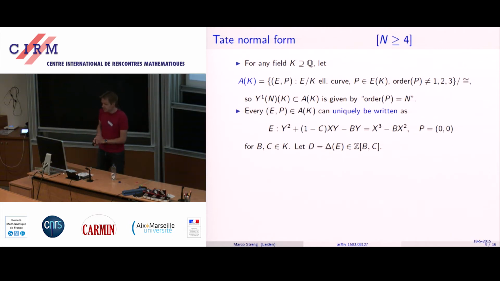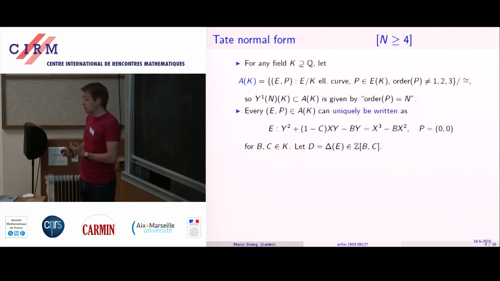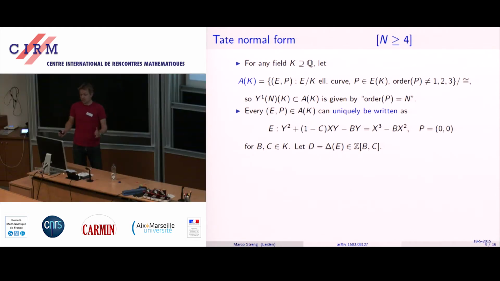For that, let me first introduce the ambient surface that I'm going to use. For any field k of characteristic 0, I let A(k) be pairs, just as before, E an elliptic curve and P a point on E. But now the order is not 1, 2, or 3, though I'm not going to require the order to be exactly n. Then I take these up to isomorphism, and Y1(n) is just the subset of this A described by the equation that the order of P has to be exactly n.